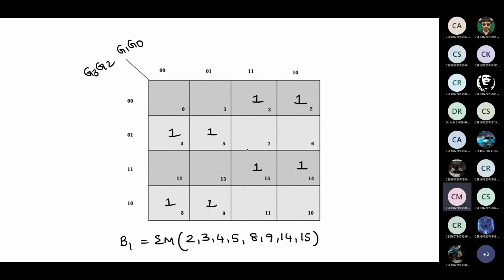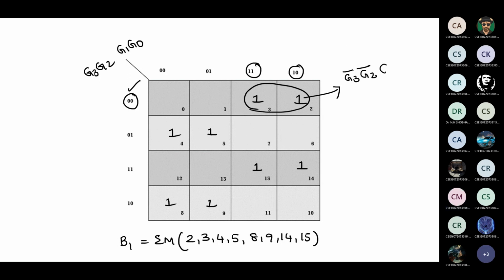Okay. Next, how many groupings? How many, sir, quads? 4 pairs, sir. So this is the first pair. Tell me the answer for the first pair. This one should be written as it is: G3 bar, G2 bar. And what is common among these two? G1.